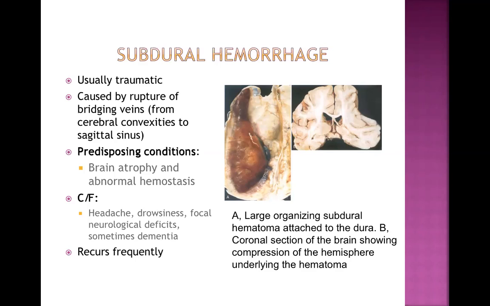Some of the clinical features would be headache, drowsiness or loss of consciousness, focal neurological deficit, as well as dementia. These are some of the clinical features. Okay, and treatment is evacuation of the clot. This is very, very common in alcoholic patients. If somebody is a chronic alcoholic, then they may suffer repeated subdural hemorrhage.